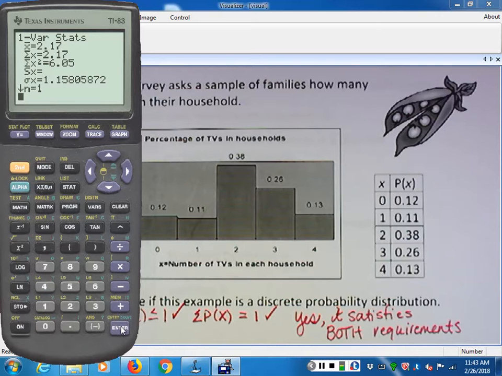And then when you hit enter, it tells you that the expected value is 2.17. That tells you that the expected value, or the mean number of televisions per household for the population that these families came from, is 2.17 televisions. You do not round that off to 2 televisions. That is 2.17.